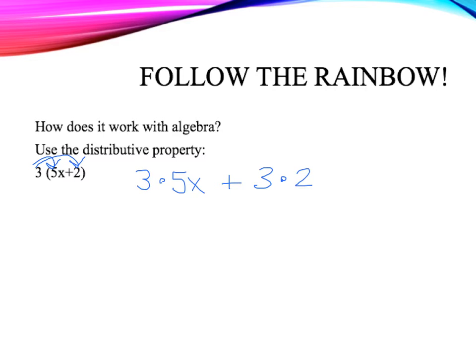times 2. Now I know that 3 times 5, I'm going to multiply the coefficients, gives me 15, and I'm going to bring down my variable, plus 3 times 2 is going to give me 6. And I look to see if I have any like terms, and I have x's on one side, and I have just a constant on the other. So I know that I cannot do anything else because I do not have like terms. So I'm going to go ahead and box it in, and that is my final answer.